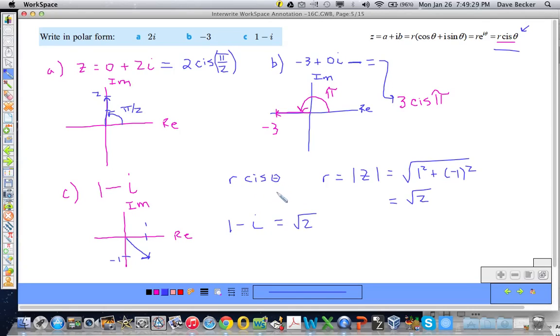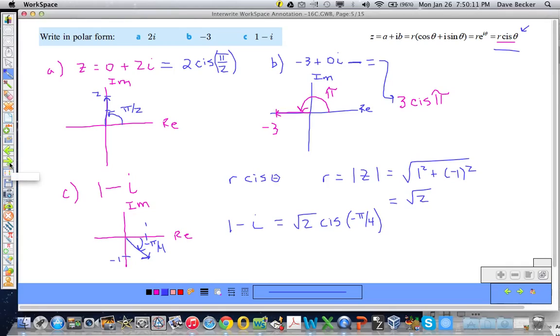Well, what's the argument? If I just go right 1, down 1, I'm going halfway between the axes, aren't I? Degree-wise, that's 45 degrees, if it's a positive angle, or pi over 4. But since we're going in the clockwise direction, we think of that as negative pi over 4. So this becomes root 2 cis of negative pi over 4. Equivalent.